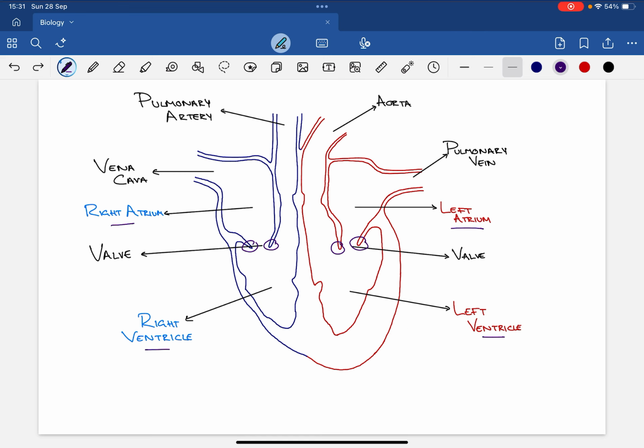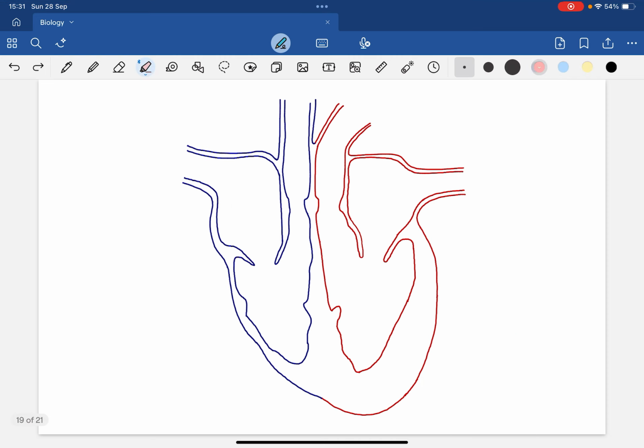Now we'll be looking at the other structures further when we look at how blood is pumped inside the heart. Those structures are your aorta, pulmonary vein, pulmonary artery, and your vena cava. So, how blood is pumped throughout the heart.